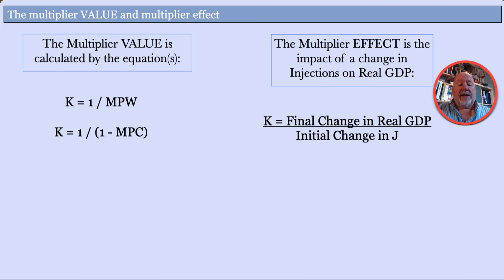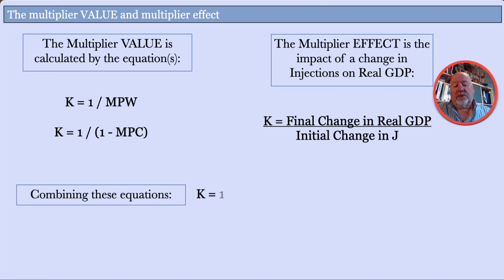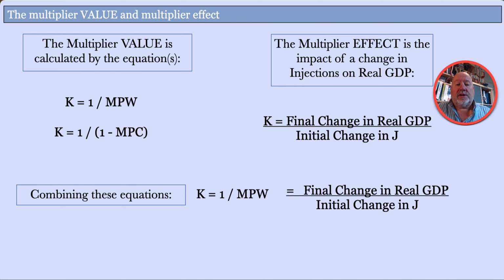So K is 1 over MPW equals final change in real GDP over initial change in injections. So what you do is you combine those equations. In other words, the value of this multiplier, a number, 1 over MPW, sometimes you'll be asked to work that out, equals the final change in real GDP divided by the initial change in injections. So it's important that you're able to see that link between those two things.